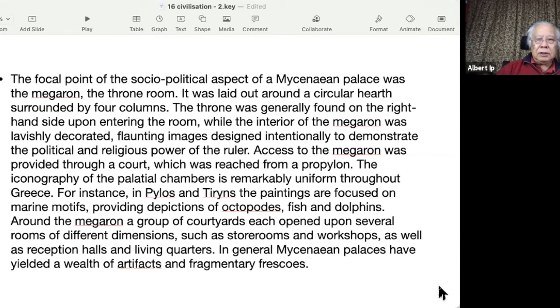The iconography of the palace chamber is remarkably uniform throughout Greece. So there is another interesting thing. It seems that they have a common culture, and there is another interesting idea about a culture or a civilization. They all have a common understanding of the reality at that time, and therefore they can work together through that common understanding of how the society works.